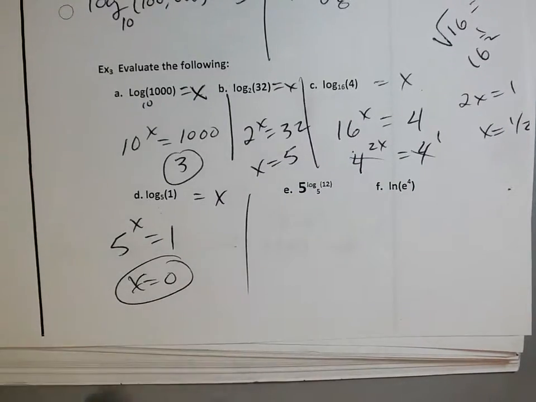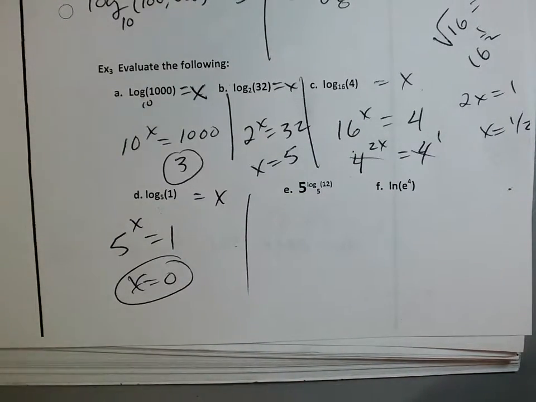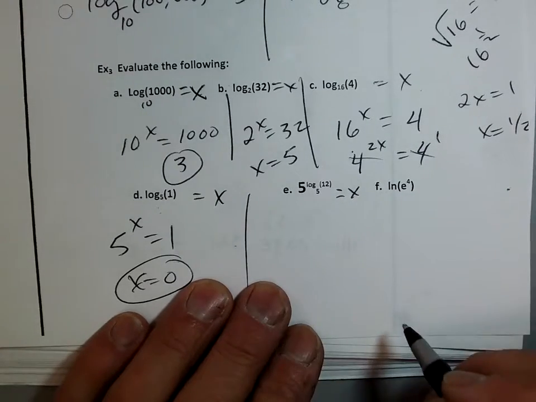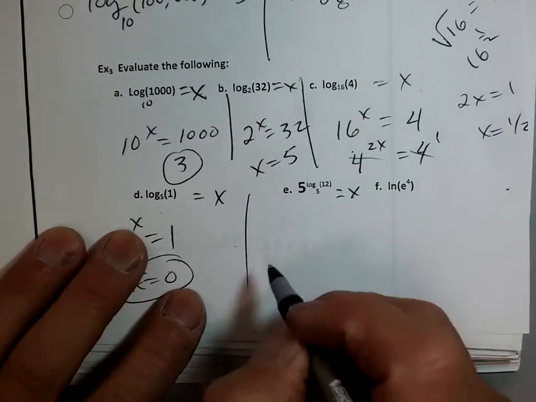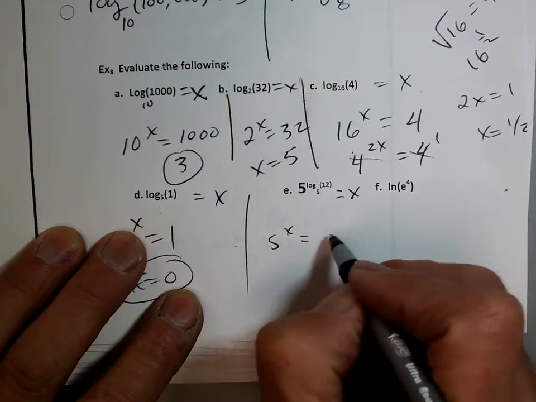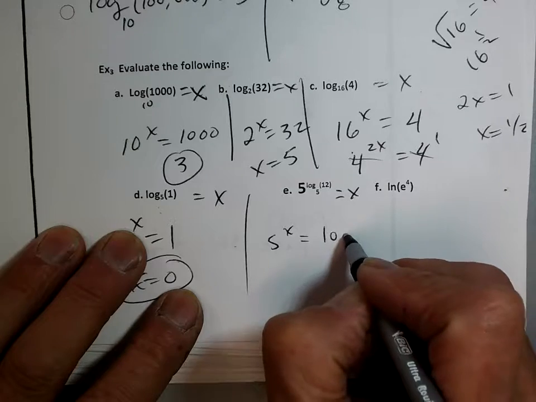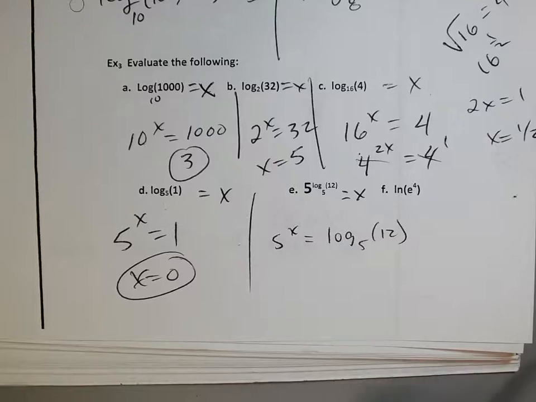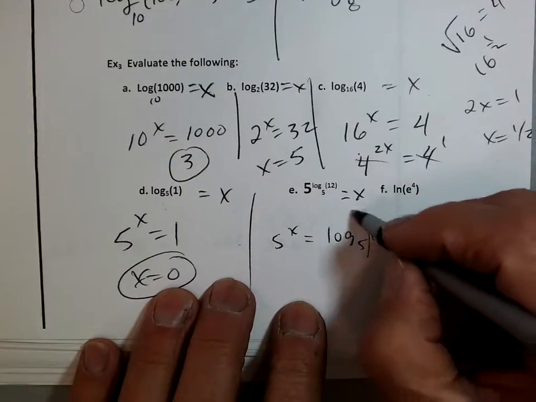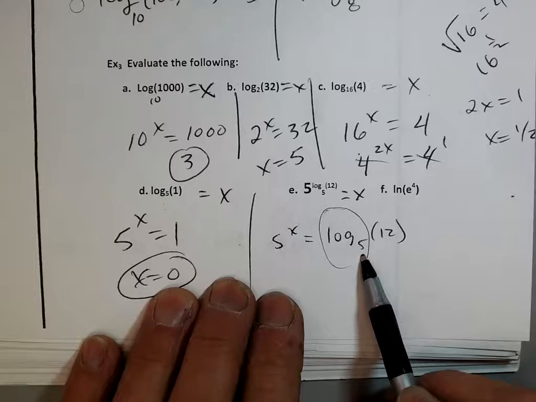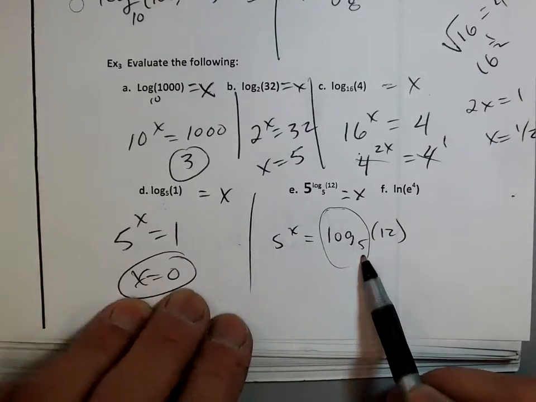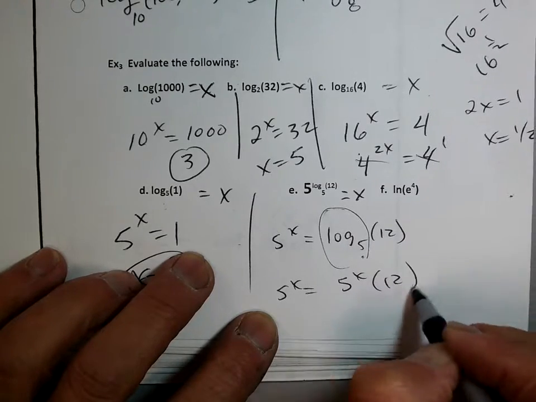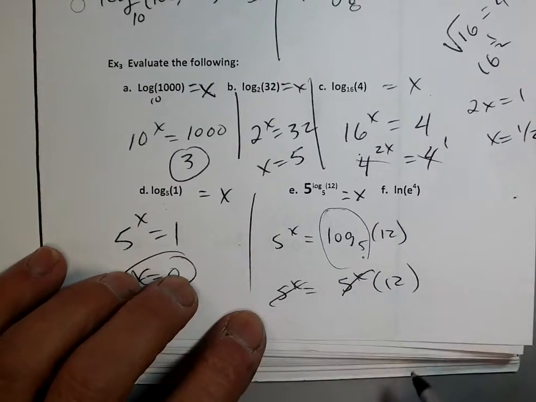Now, this one's kind of weird. 5 to the log base 5. Well, let's see. If I set this equal to x, I'm going to have 5 to the x equals 5 to the log base 5 of 12, right? That's kind of weird, isn't it? But then this could be rewritten as 5 to the x equals 5 to the x times 12. So it's just 12.